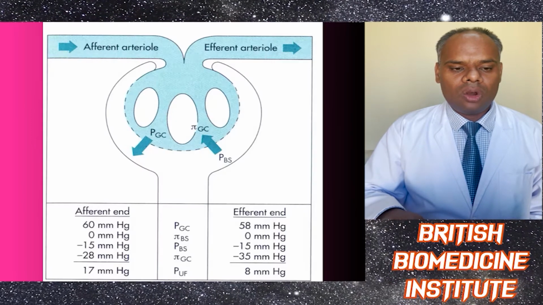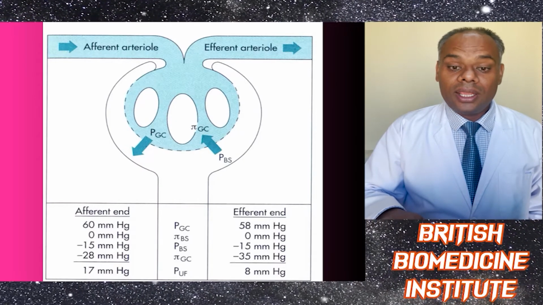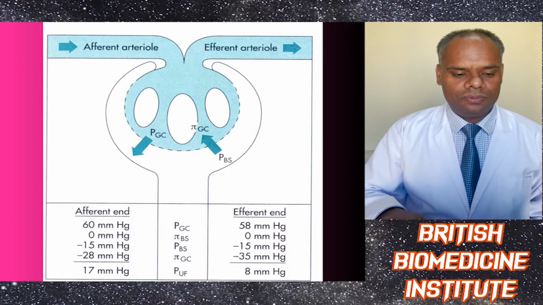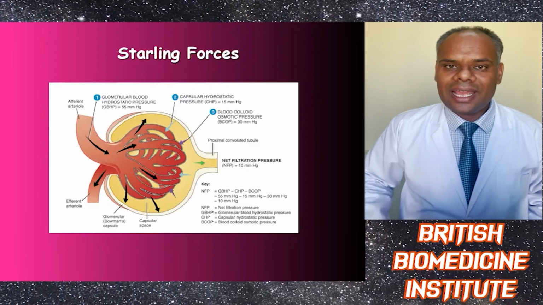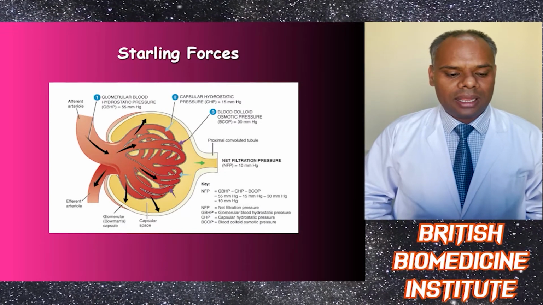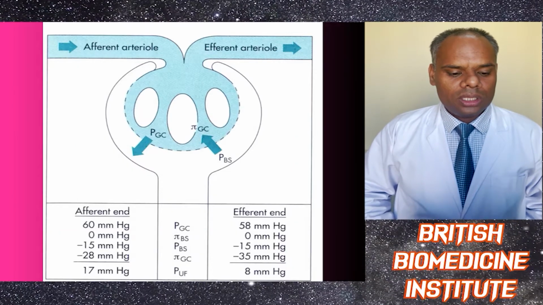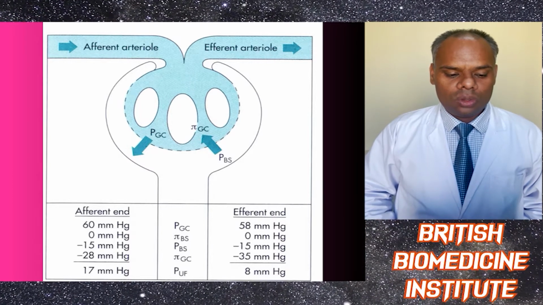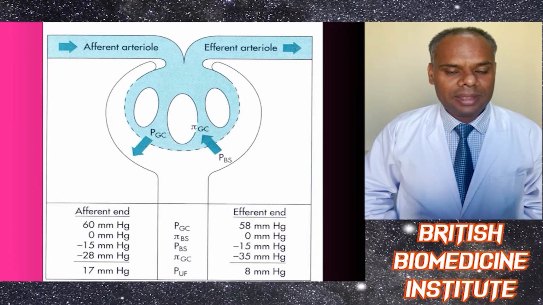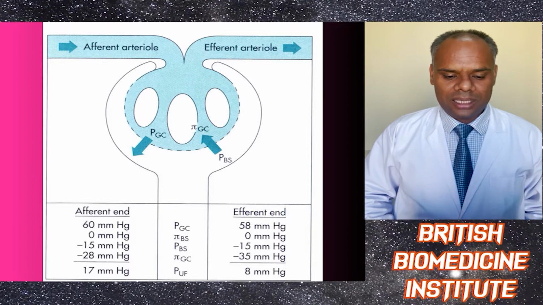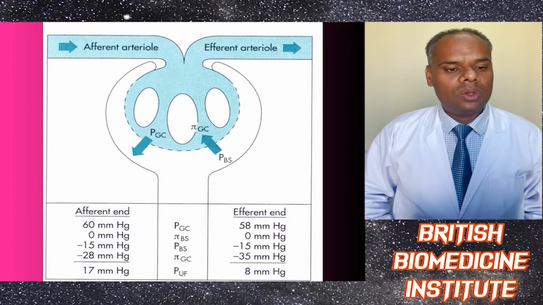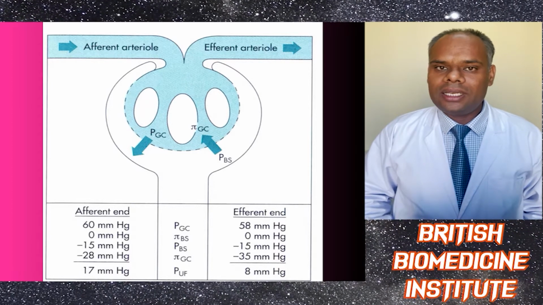This is how the afferent arteriole and efferent arteriole movement goes on. At the afferent end, there will be 100 mmHg pressure, 0 mmHg or 15 mmHg pressure, and if there is minus 28 mmHg pressure, it can lead to 17 mmHg. So here you can have a difference between your afferent arterioles and efferent arterioles.